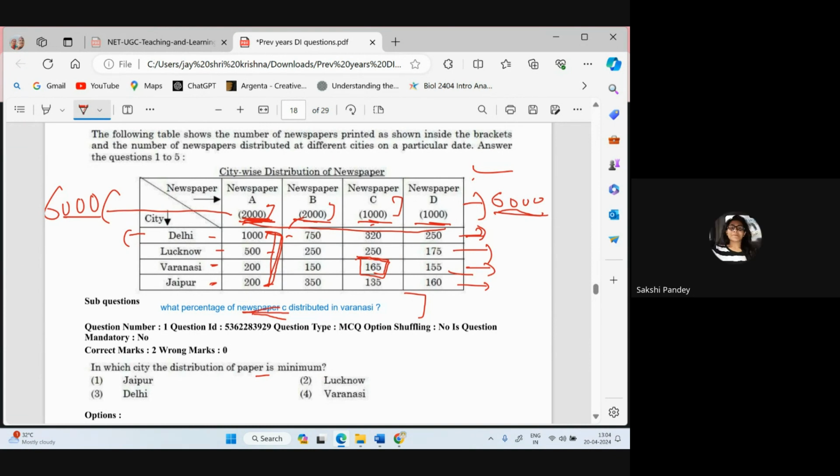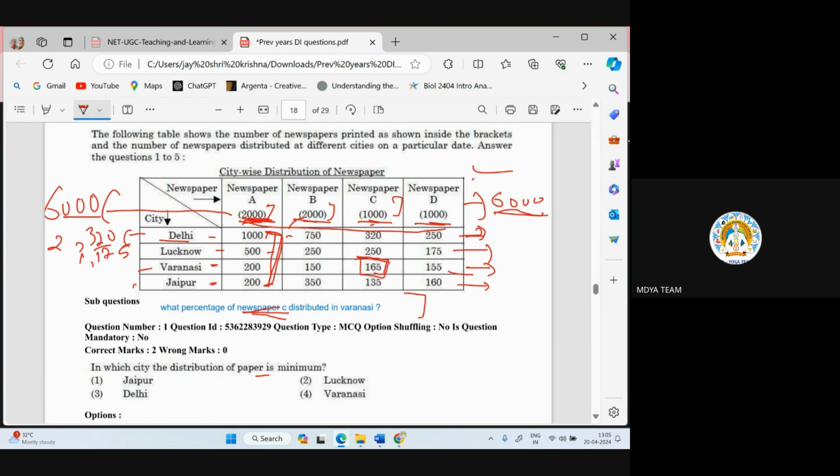Sir, I did it by newspaper A, newspaper B. In Delhi, total number of newspaper distributed, A plus B plus C plus D, it is 1,000 plus 750 plus 1,750 plus 320 plus 250. It will be around 2,320 newspaper distributed in Delhi. Now, similarly, calculate in Lucknow. It will be 500 plus 250 plus 250 plus 175, 1,175.